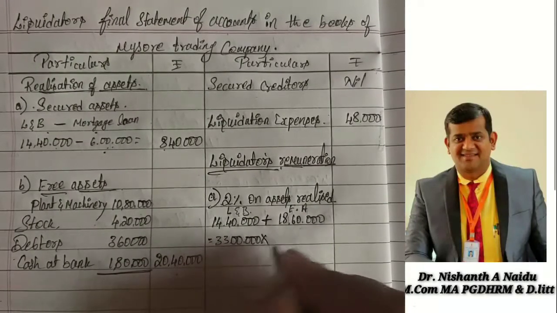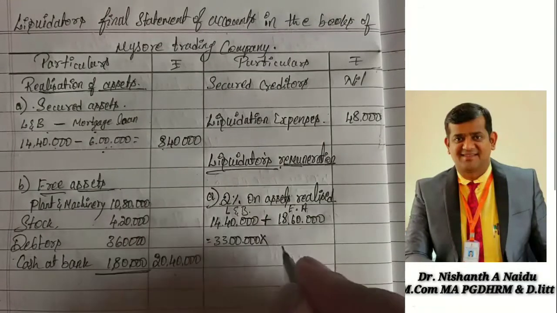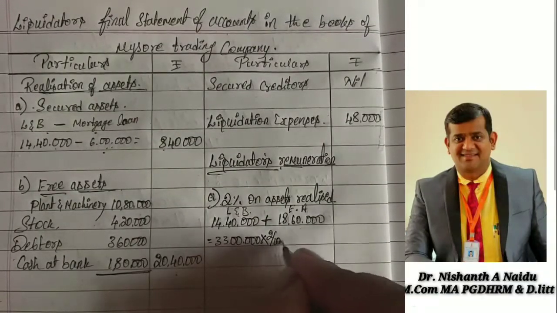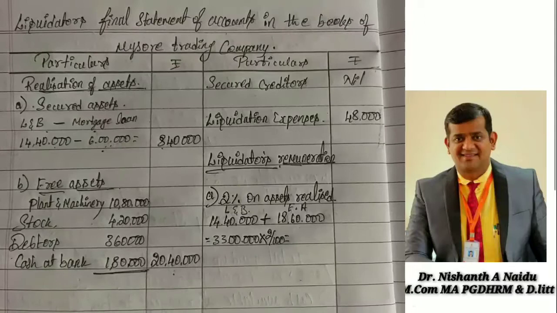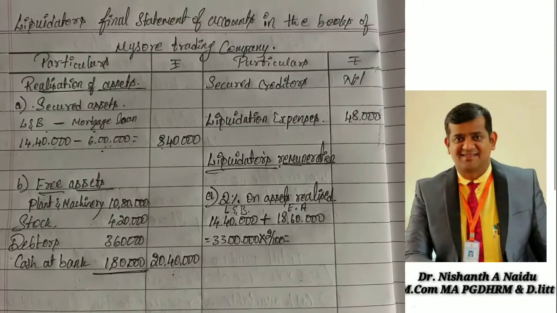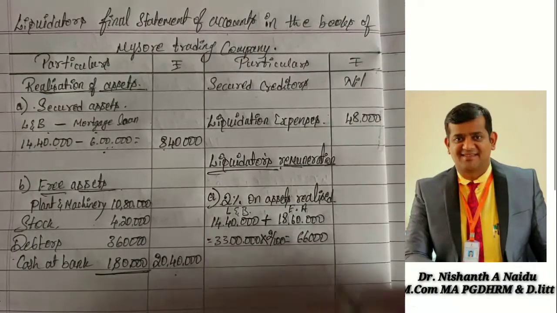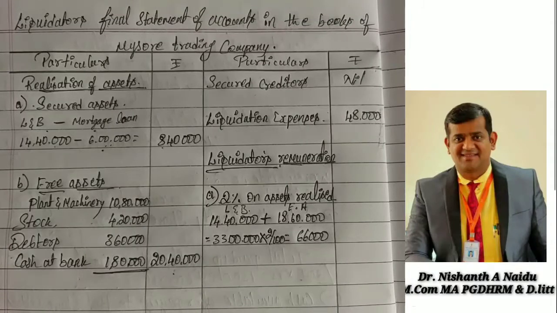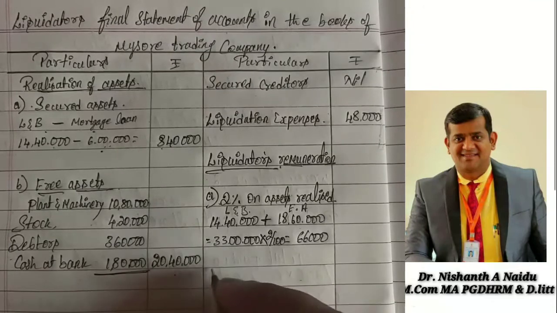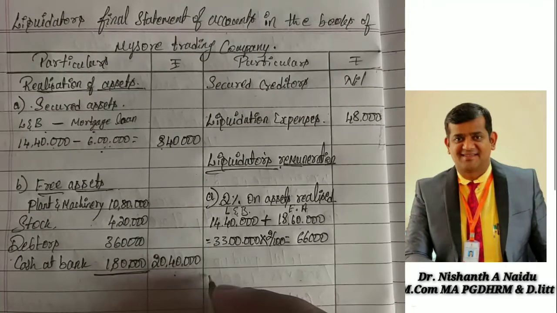33,00,000. What is the percentage? 2%. So 2 divided by 100. 33,00,000 into 2 divided by 100 comes to 66,000. So the liquidator's remuneration of 2% on all assets realized is 66,000.